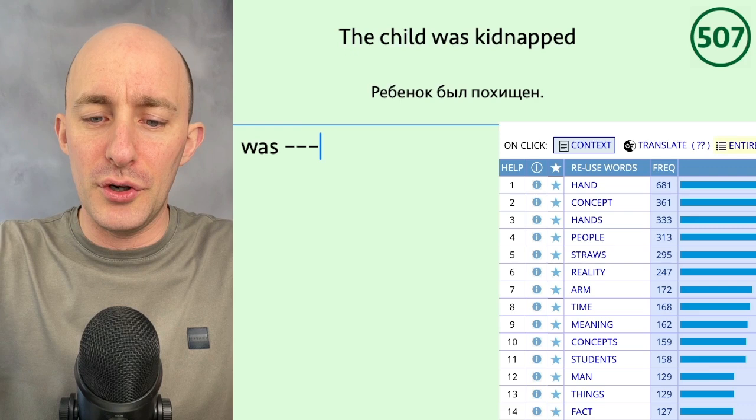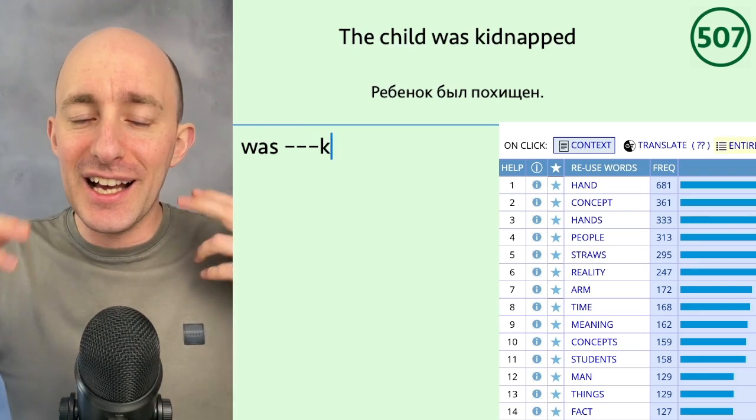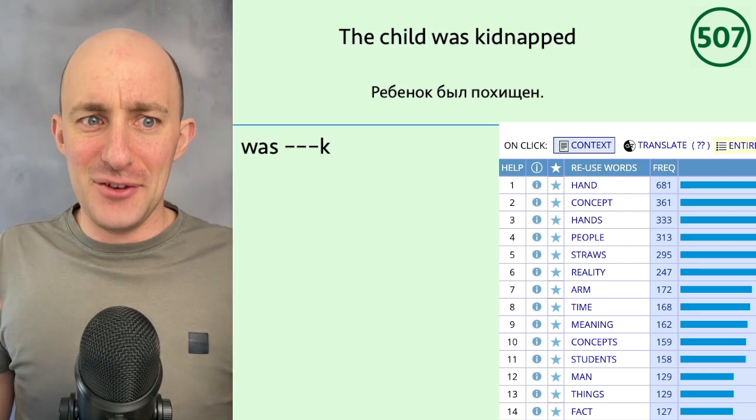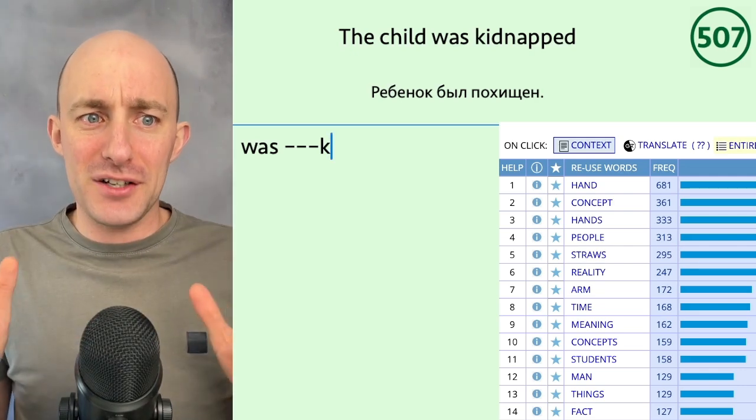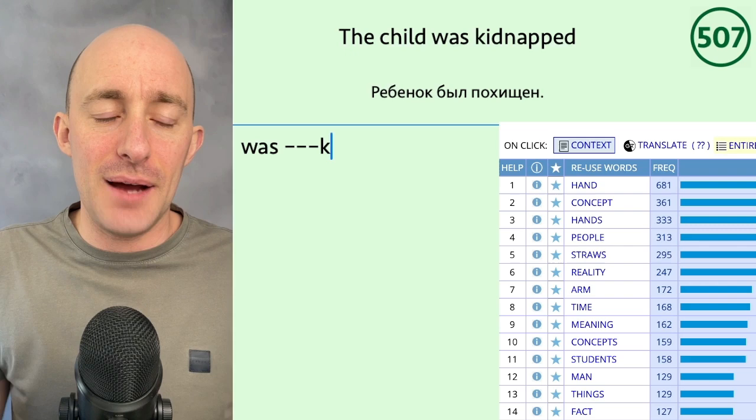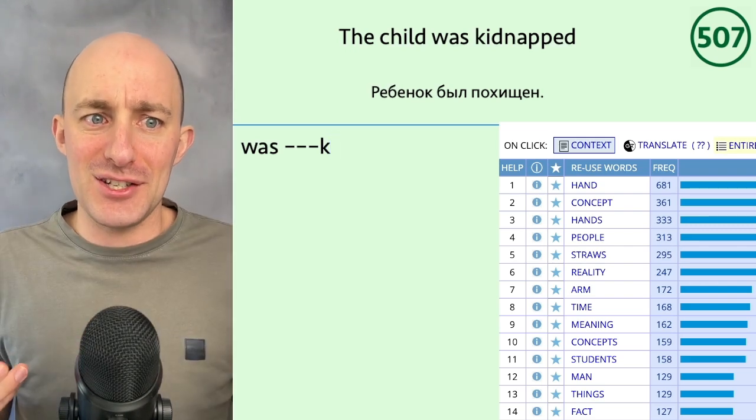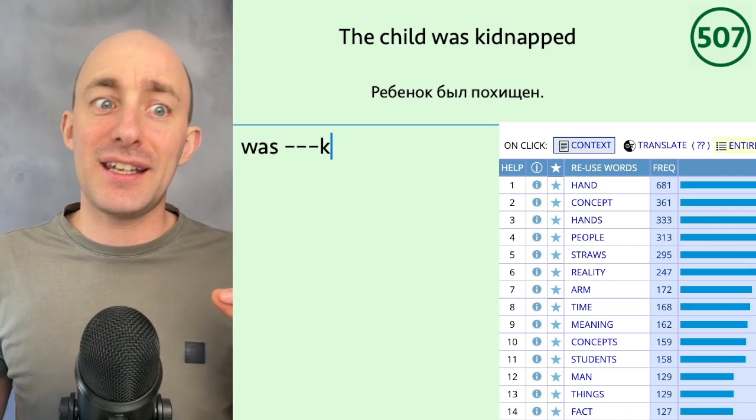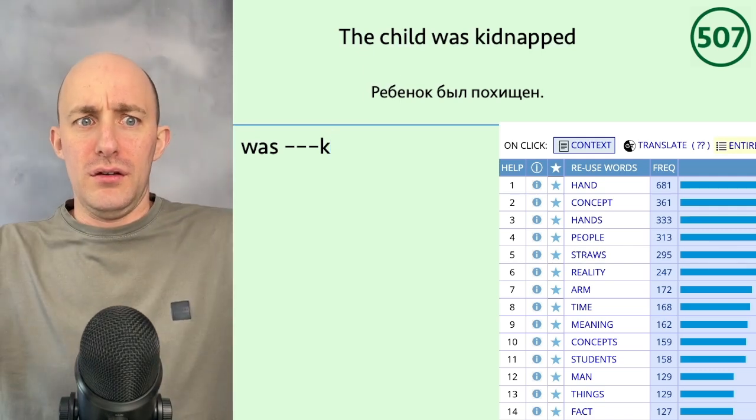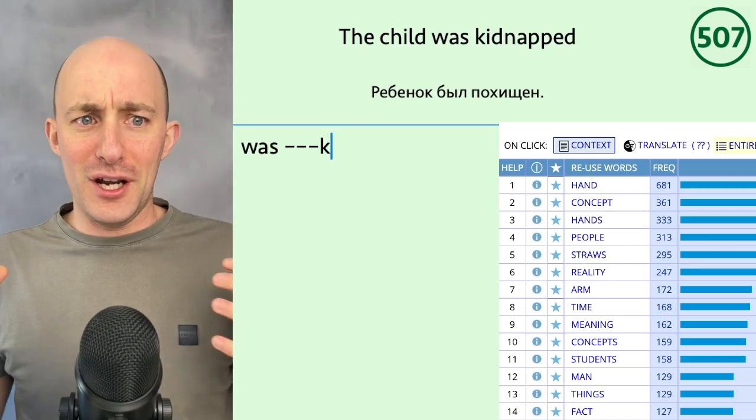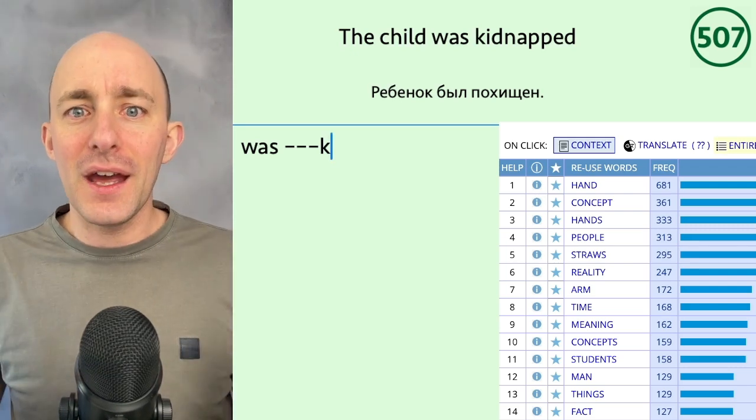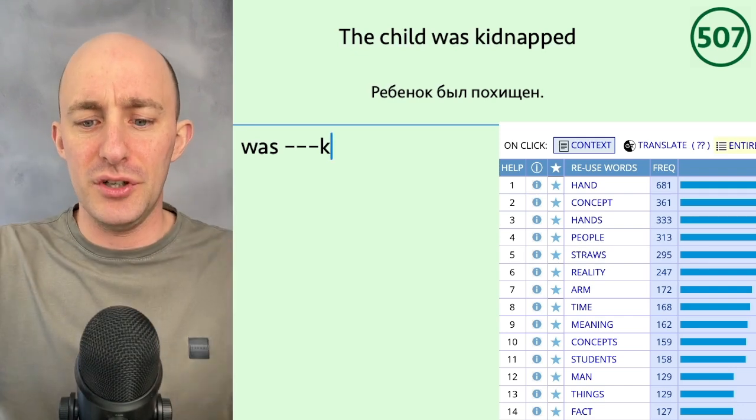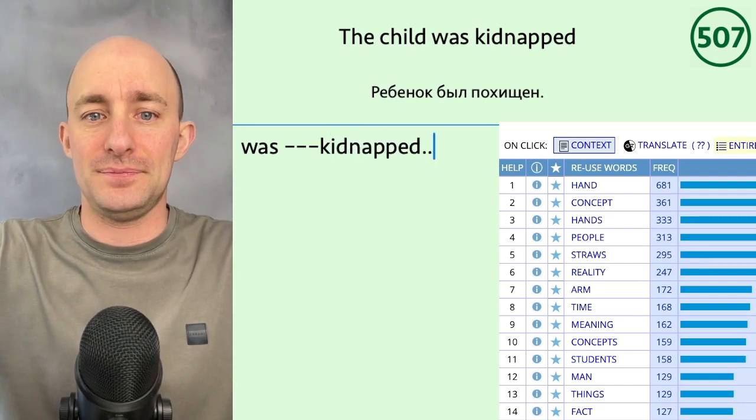We do more of a pause before the k. My mouth goes into the k position, but I don't release the sound immediately, and that marks the stress. Was kidnapped. I also add a bit of extra aspiration as well. The child was kidnapped. But I don't say kid with a Russian stressed vowel. No, kidnapped. Lots of aspiration and a little pause. Was kidnapped.